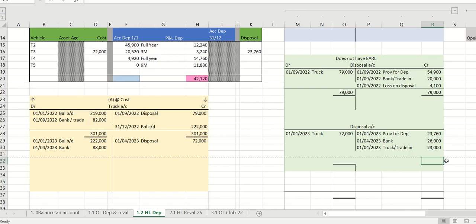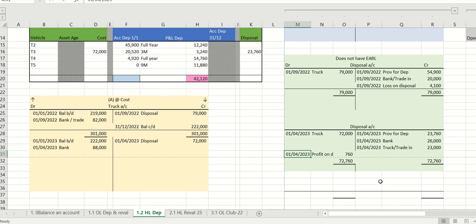Okay, so you're adding up both sides, deciding which side is the biggest, the total on both sides. There's no balance c/d in a disposal account. Your missing number is the profit or loss on disposal. So this is a profit on disposal because it's on the debit side. Okay, so 760 profit on disposal.